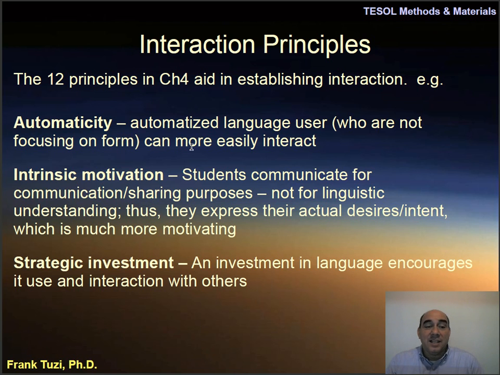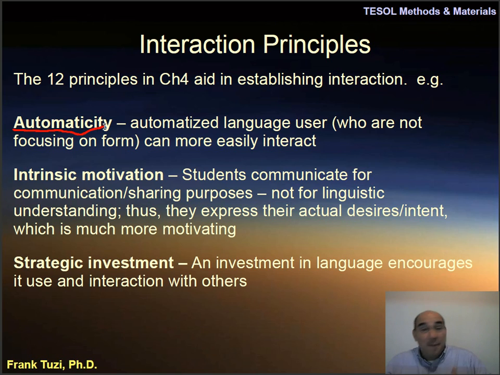One way that we get this interaction is using some of these interaction principles. Now, I talked earlier about the 12 principles in Brown's chapter 4, the linguistic and the cognitive and the socio-cultural principles that aid in building interaction. For example, automaticity: trying to get students to take the language that they know in the front of their brain, things that they're consciously thinking about, and pushing them into the back and making them automatic, things that they do without thinking. And we want to do that with language.